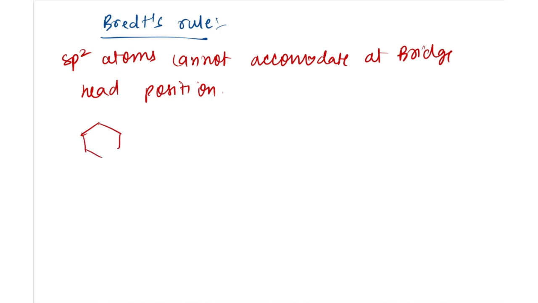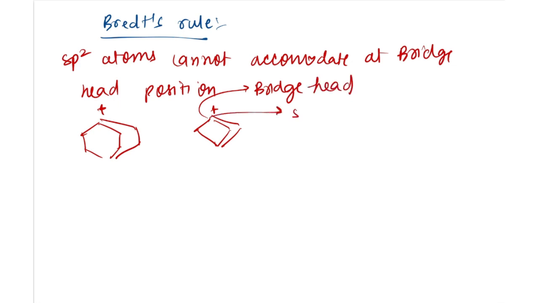So how could it not be accommodated? Because these are bridgehead positions. In a bicyclic compound, we know what the bridgehead is. Because if the bridgehead has to be sp2, and sp2 is planar, how could the structure look like this? It has to be planar, but still the bond goes like this. So it is not possible. On a bridgehead carbon, the carbocation is not possible, because it would be sp2, and sp2 has to be planar. Now how can it go beyond this? Right. So you have to tell which carbocation can exist or not.